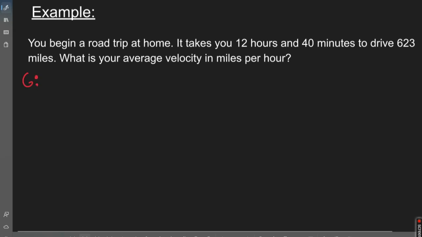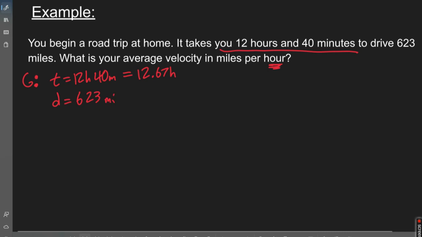First part of this step, the G, givens. All right, so let's just write down our givens. Well, it takes you 12 hours and 40 minutes. So that's our time. Well, we don't really like breaking it down into hours and minutes, do we? We're going for hours just as a general whole. So let's do this 12.67 hours, all right? Because 40 out of 60. Okay, and then to drive 623 miles. So that's how far we went, 623 miles. All right, those are givens.